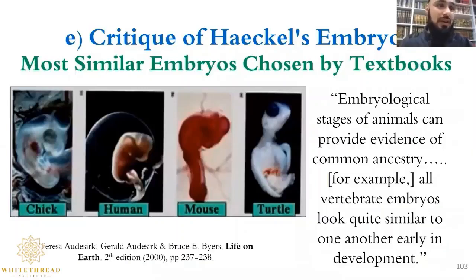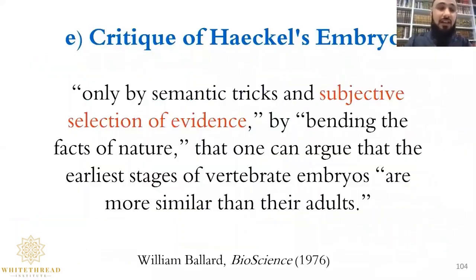If you really go into the detail, you're going to get numbers. And when students read into these numbers, they become programmed to see similarities. So when they see these pictures, they say, oh, hold on, there were some numbers there that made sense, and this must be true. But someone who's not seen it before, at first glance, will see no similarity at all. Here's one scientist who had this to say: only by semantic tricks and subjective selection of evidence, by bending the facts of nature, can one argue that earlier stages of vertebrate embryos are more similar than their adults. So these are semantic tricks.